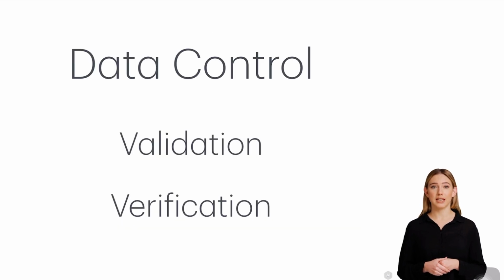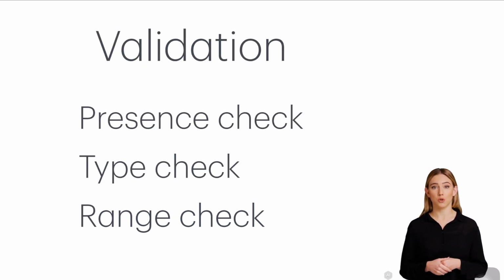Two words: data control. This covers methods for validating and verifying data to keep the good stuff coming in and the garbage out. On the validation side, we've got checks like presence checks to ensure required fields are filled, type checks to confirm data is the correct kind like numbers or text, range checks to keep numbers in bounds, and more. These checks act like bouncers at a club, only letting in data that follows the rules.